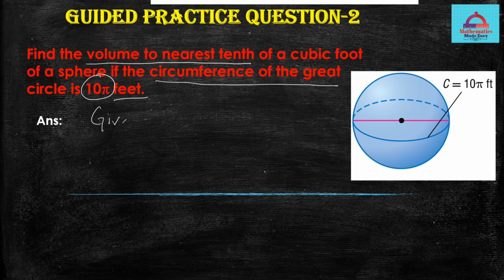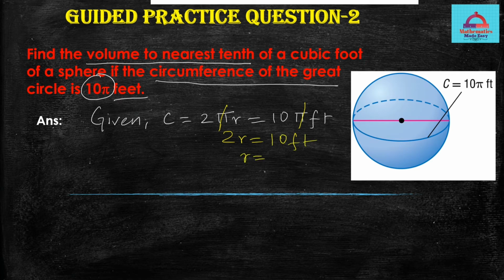So the first thing which is given to us is the circumference. We all know this is given by 2 pi r, which is going to be equal to 10 pi feet. So let's cancel what is common here. So pi goes with pi. This expression would help us, just like the last question, to get our radius. So radius is 10 divided by 2 feet, which is 5 feet. So now that we got our radius, let's find the volume of the sphere.